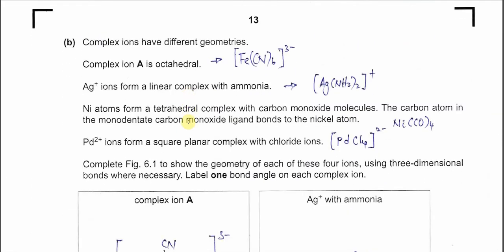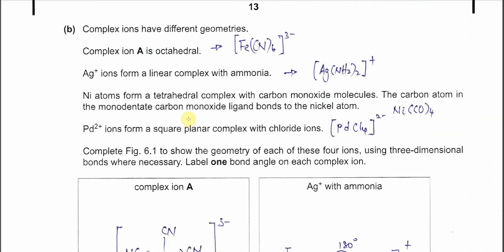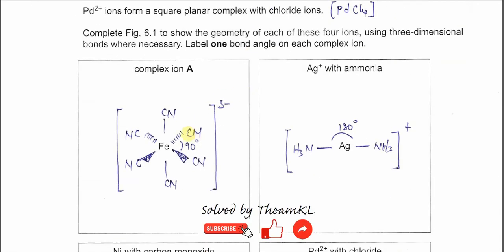Okay, part B. Complex ions have different geometry. Complex ion A is octahedral, because the iron has 6 cyanide ligands, monodentate ligands, so it's octahedral. So you just draw like this. Make sure the C and the Fe bond is there, meaning the carbon is the one that forms the dative bond with the iron.